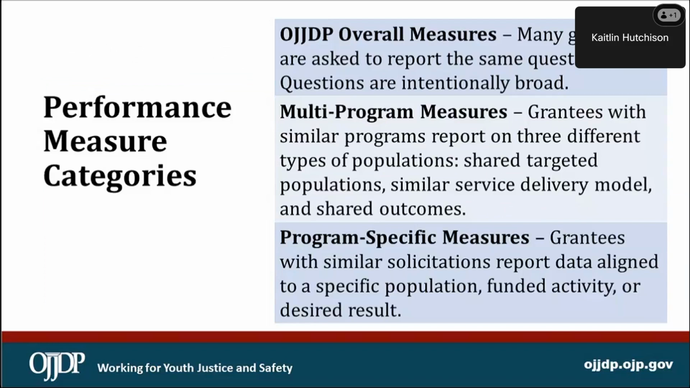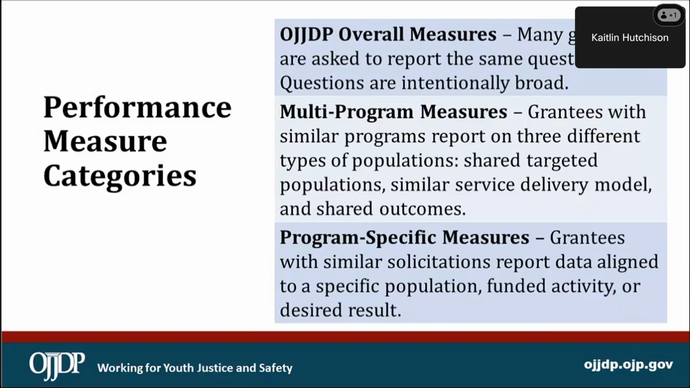While we're reviewing your program measures, you'll see the following three phrases throughout the document. First, you may see a phrase that says OJJDP overall measures. What this means is that this is a measure that many grantees are asked to report. These questions are intentionally broad.